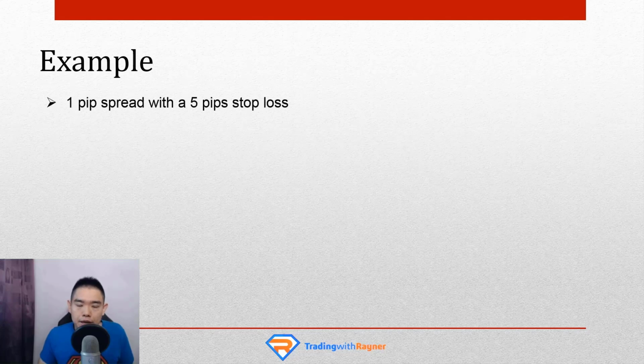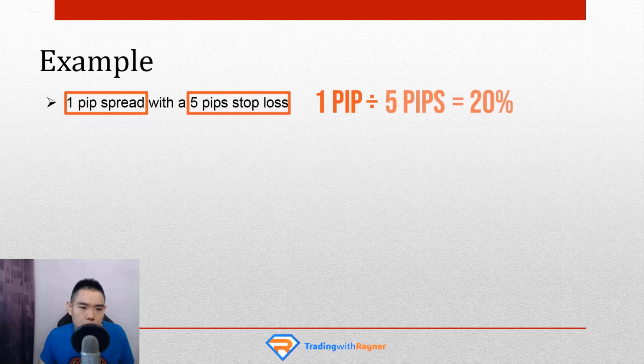Let's say you have a 1 pip spread with a 5 pip stop loss. If you think about it, your spread is 20% of the size of your stop loss. The spread as a function of your stop loss eats up about 20% of it. So this means, in essence, your stop loss is only 4 pips. If the market moves 4 pips against you, you are going to get stopped out of your trade.